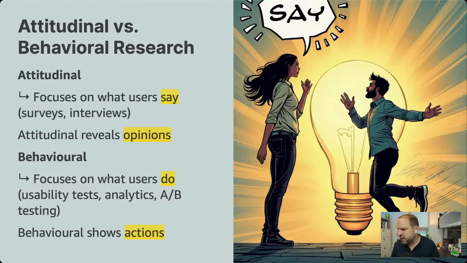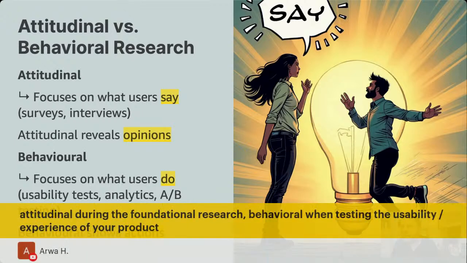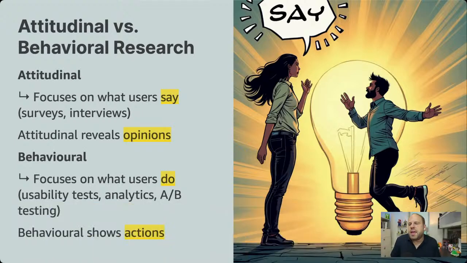Okay, let me check the chat. Do I have any answers yet? Has anyone clued in what could be where? Okay, so we got one attempt here saying attitudinal during the foundational research, behavioral when testing the usability experience of the product. Exactly. Again, it can be used in both. But if you had to map it, then the mapping would be attitudinal in the early stages.